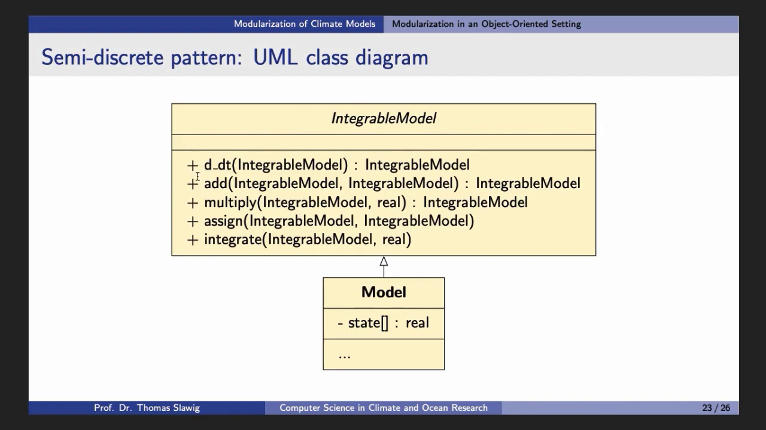So this is a concept which can be used for a general abstract class where all models fit in, because every model that should be integrated needs at least some of this functionality, and then every model can be just a subclass.